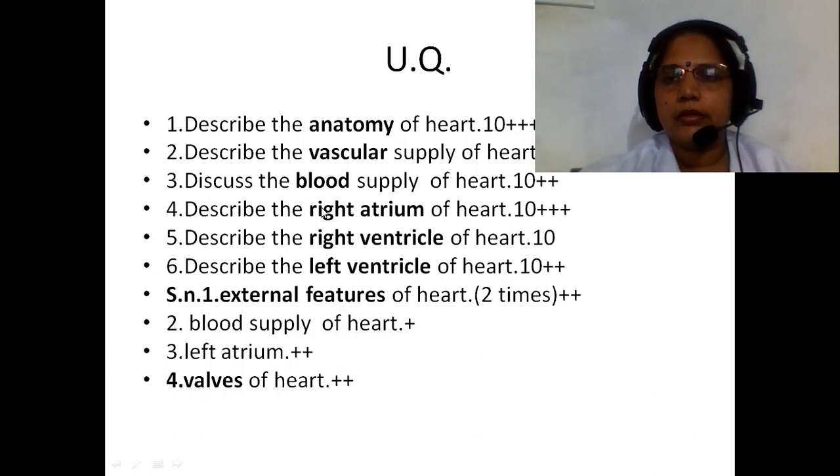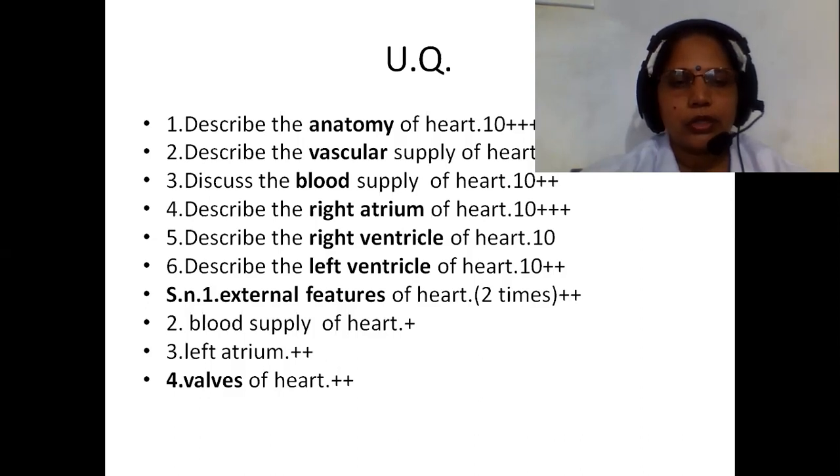Describe the right atrium of the heart. This is the right atrium. It is a chamber of the heart. Then this question is again a long question. It may be 10 marks or it may be 20 marks. The next question, describe the right ventricle of the heart, describe the left ventricle of the heart. So these are all long questions. All these questions are asked in the university exam. It may be 10 marks or it may be 20 marks.